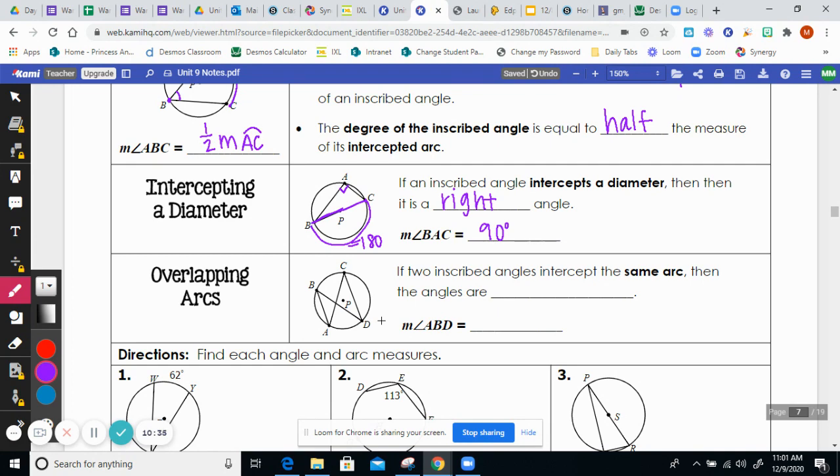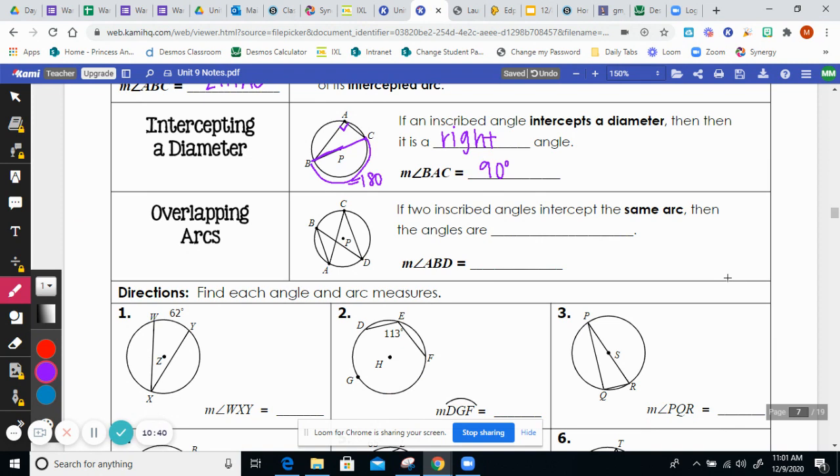Then when we have overlapping arcs, if two inscribed angles intercept the same arc, then the angles are going to be congruent. This one tells us that the measure of angle ABD, that's the angle we're talking about right here, is going to be congruent to angle ACD because they both intercept this arc AD. So the measure of angle ABD is congruent to the measure of angle ACD.